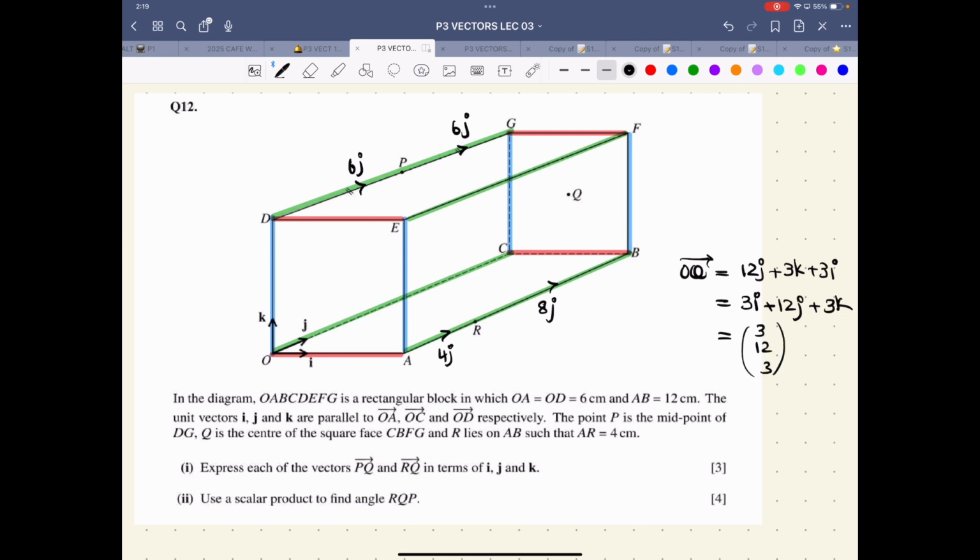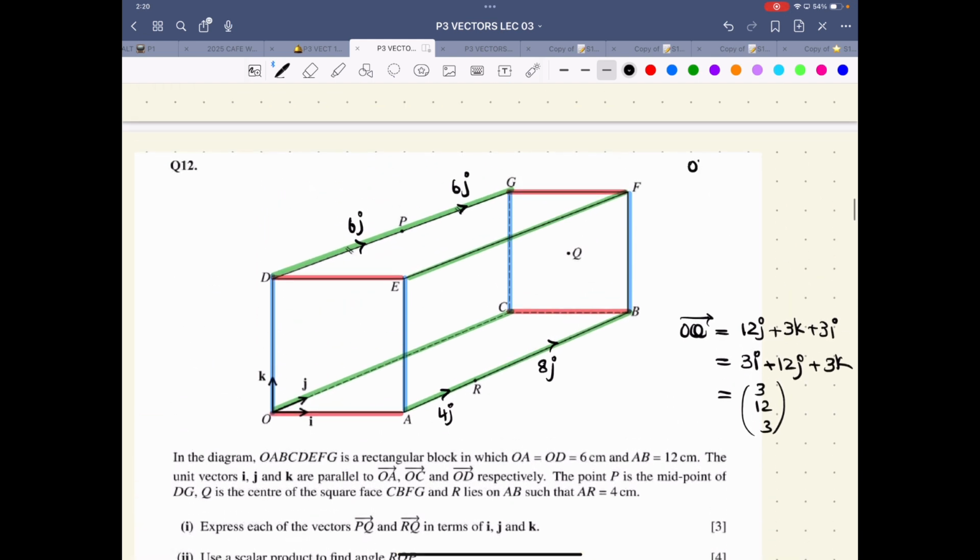Now, do we have OP? Yes, we have OP. We can write it. OP, that is starting from O going till P. So that is 6K plus 6J. Write in the proper order. That is 0I plus 6J plus 6K.